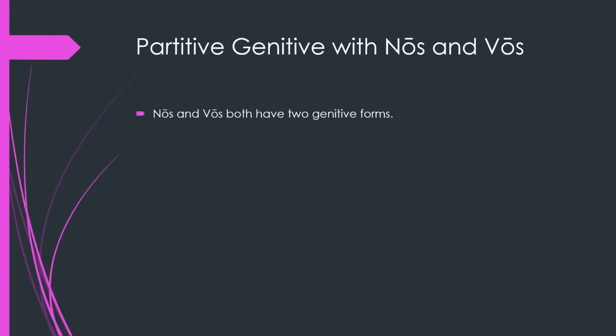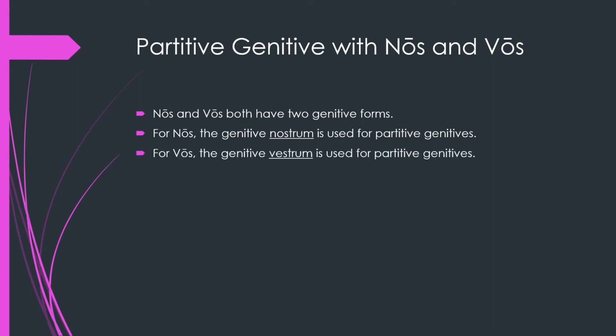However, we'll only use one of these forms when we're dealing with the partitive genitive. For nos, we'll use the genitive form nostrum for partitive genitives. And for vos, we'll use the genitive form vestrum for the partitive genitives. So keep in mind that these are the ones that end with that um form. And so that might be a good way to remember that the um goes with the partitive genitive.